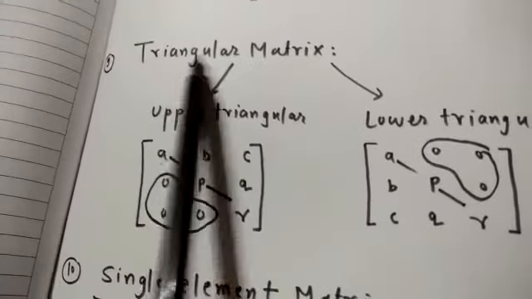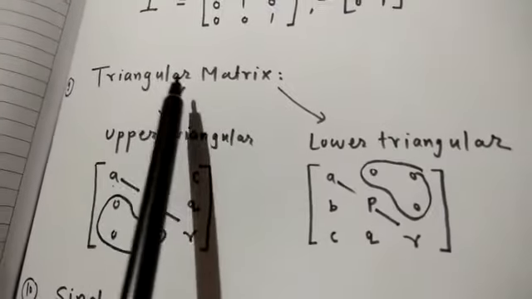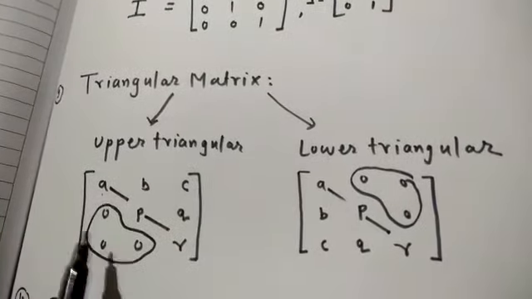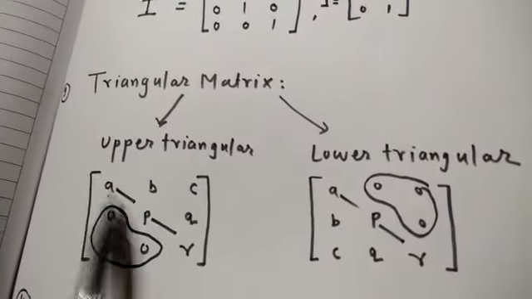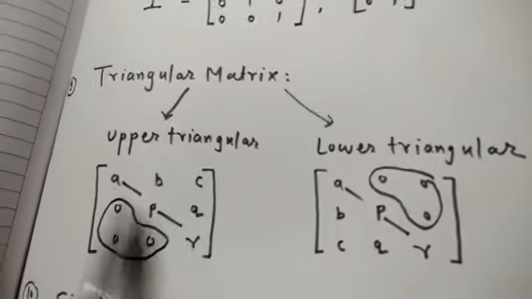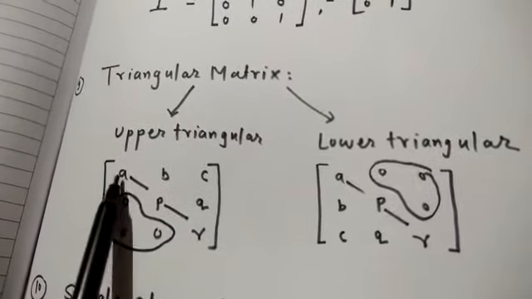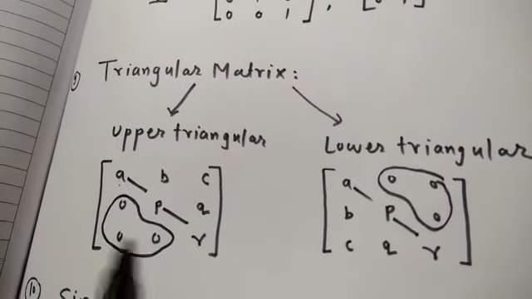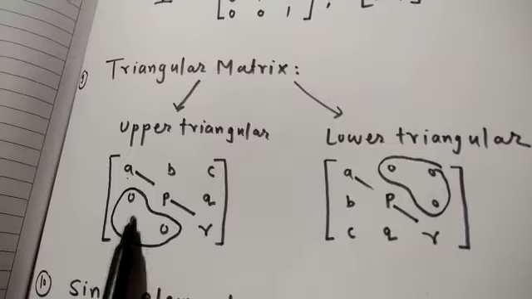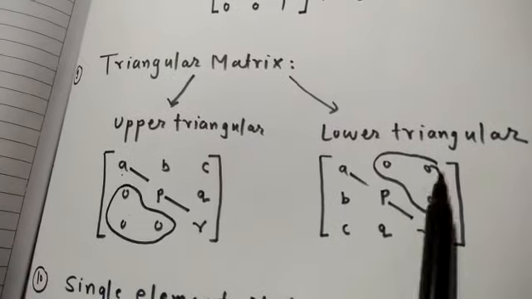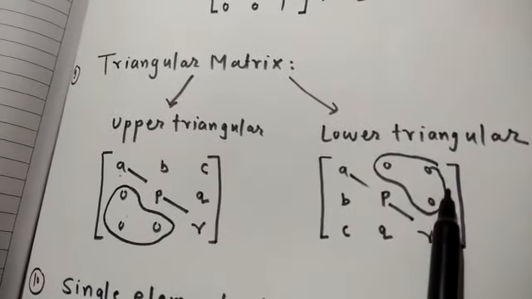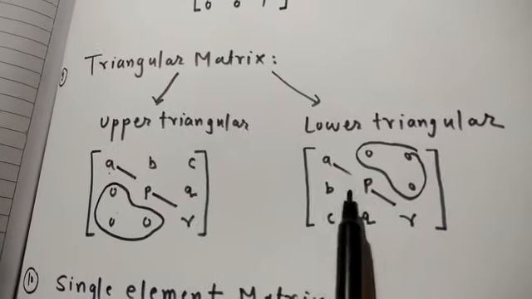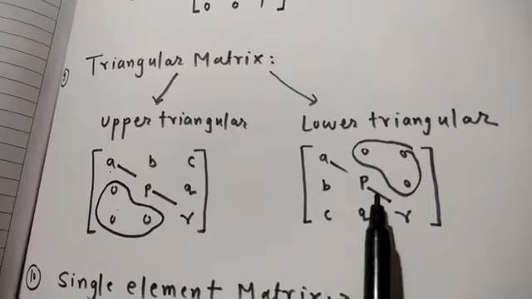Next type is triangular matrix. Triangular matrix itself has two types, upper triangular and lower triangular. Upper triangular means all the elements which are below the diagonal A, P, R are 0. This is the diagonal as I have explained. A, P, R is the diagonal and all the elements below the diagonal are 0. Therefore this is upper triangular, and in lower triangular all the elements above the diagonal are 0. These two are the examples of triangular matrix, this is upper triangular, this is lower triangular.